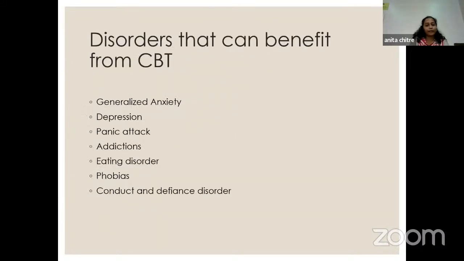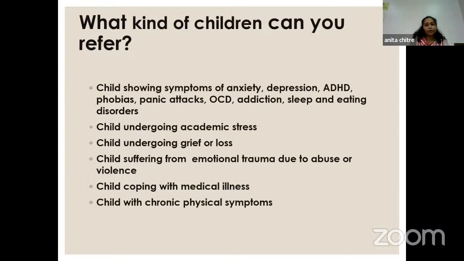Disorders that can benefit: anxiety, depression. All these disorders have their own negative thought distortions, which create these problems. For anxiety, many times people have a future tripping habit. They think about what will happen in the future, and that makes them anxious. All these disorders have some distortions and core beliefs that can be tackled. What kind of children can you refer? You can refer children with these symptoms: undergoing stress, undergoing grief, suffering from emotional trauma, violence, coping with medicines, chronic physical symptoms.